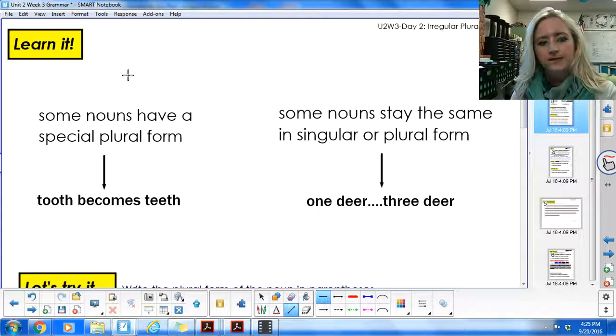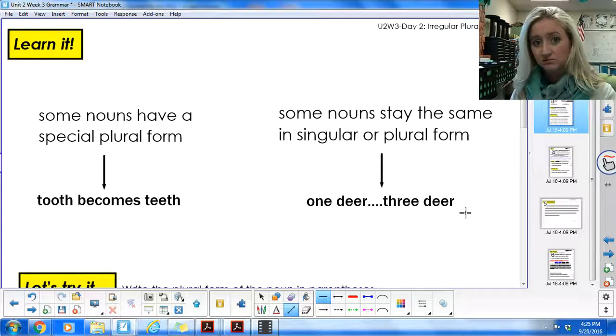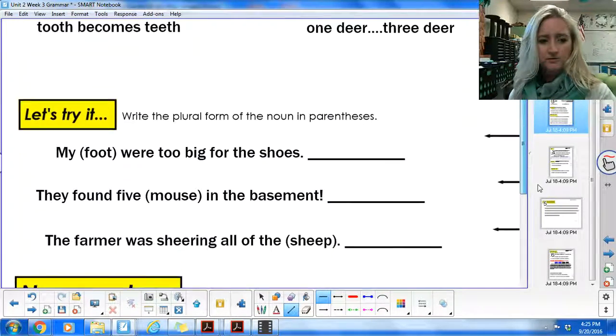Now, besides changing F's to V's, you have some nouns that change totally, like child to children, or mouse. What's a bunch of them? Not mouses, mice, right? So we have tooth becomes teeth. Some nouns, though, stay the same when they change to plural. You could have one deer, or you could go out and catch 3 deer. They don't become 3 deers. So let's try a couple of those.